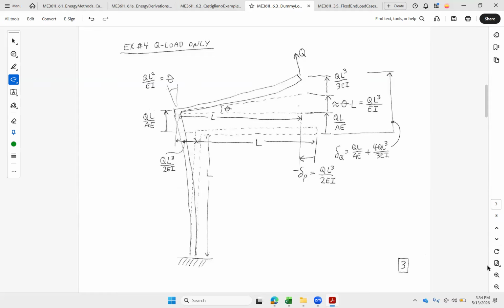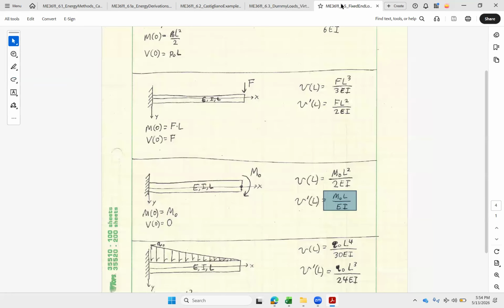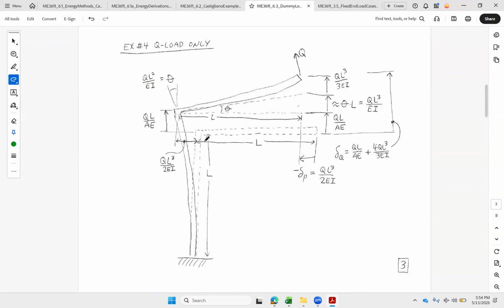And then if we look, moment times L over EI. So QL times L over EI. There's those two terms right there. Remember, Q times L is our moment. So QL cubed over 2EI, QL squared over EI. There's my displacement in the horizontal, my rotation angle. Those came from the beam section. Put this in red. So I got displacement from the beam, rotation from the beam, and then axial stretch caused by Q.